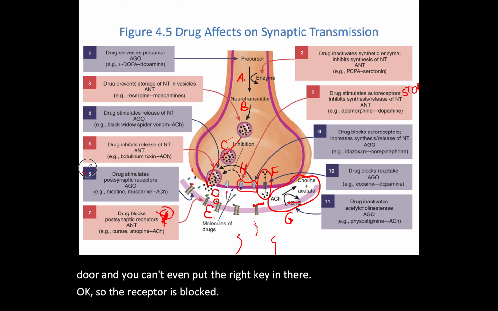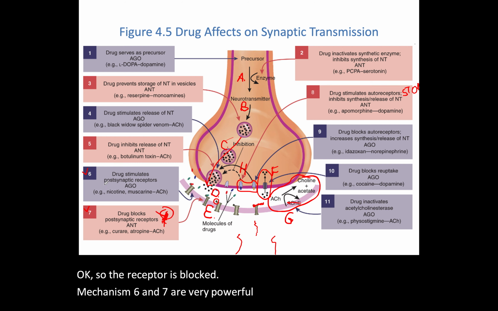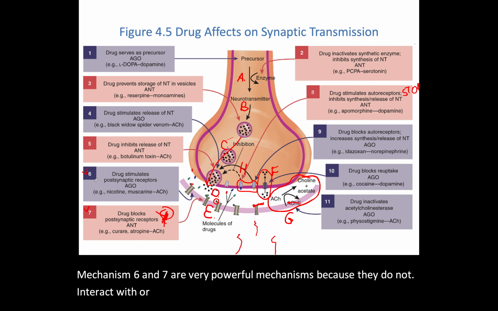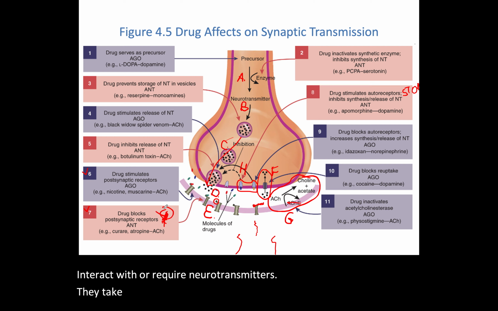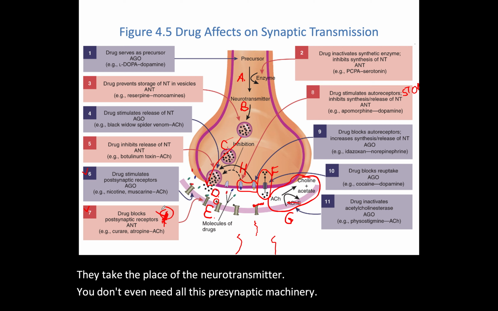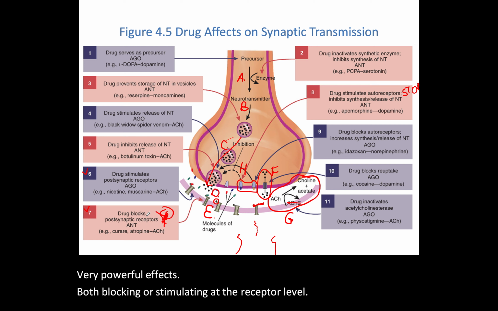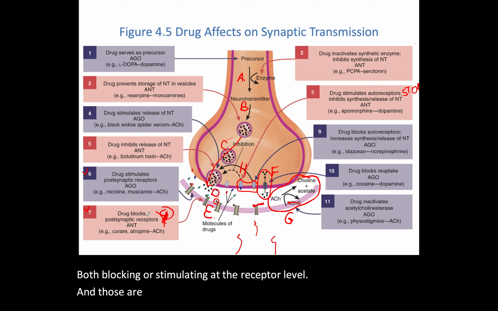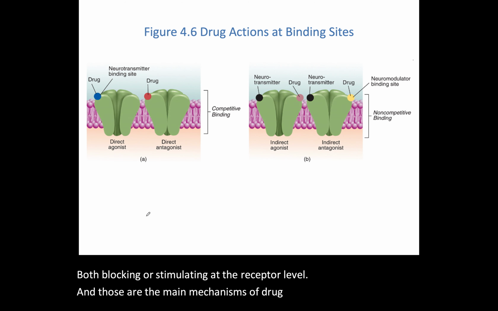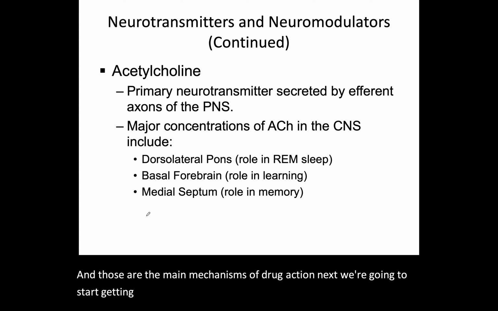Mechanisms 6 and 7 are very powerful mechanisms because they do not interact with or require neurotransmitters. They take the place of the neurotransmitter. You don't even need all this presynaptic machinery for these to take effect. Very powerful effects, both blocking or stimulating at the receptor level. And those are the main mechanisms of drug action. Next, we're going to start getting into the neurotransmitters.